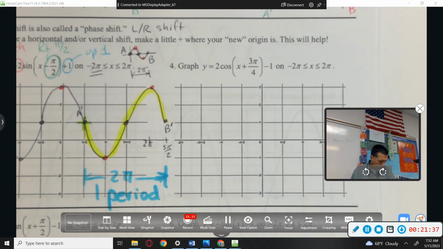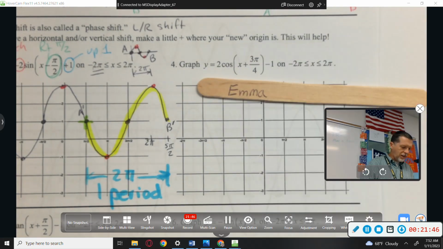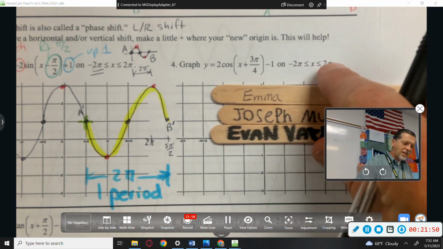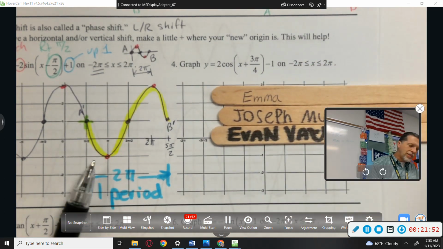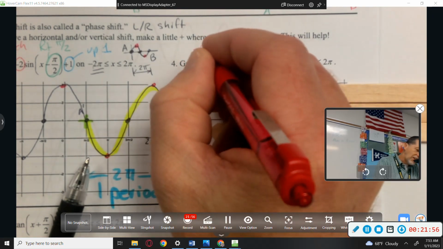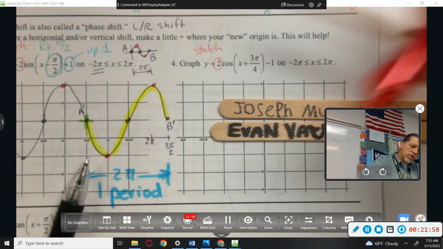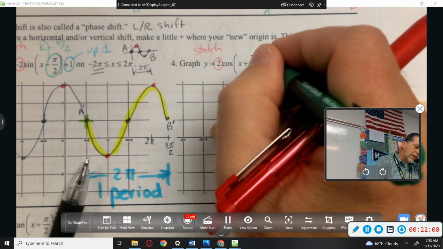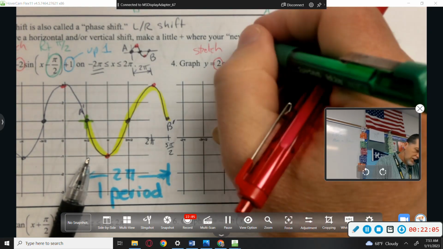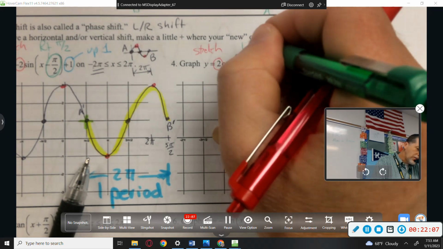Number 4. Let's start picking on people here. Emma, you got a stick now, so you can play along with us. So Emma, how about that 2? What does that do to the graph? Stretch it. Good. Joseph, how about the plus 3/4? What's that going to do? Good. Left 3 pi over 4.